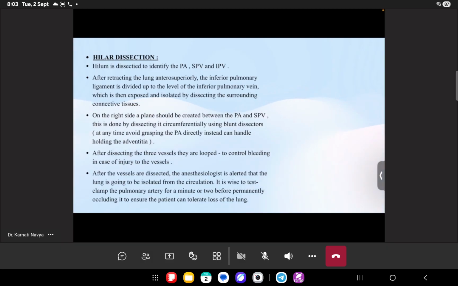At any time, avoid grasping the pulmonary artery directly. Instead, handle it by holding the adventitia, because once the pulmonary artery bleeds, it is very difficult to handle. After dissecting the three vessels, they are looped to control bleeding in case of any injury to the vessels. After the vessels are dissected, the anesthetist is alerted that the lung is going to be isolated from the circulation. It is wise to test the clamp by clamping the pulmonary artery for a minute or two before permanently occluding it, to ensure that the patient can tolerate the loss of lung.